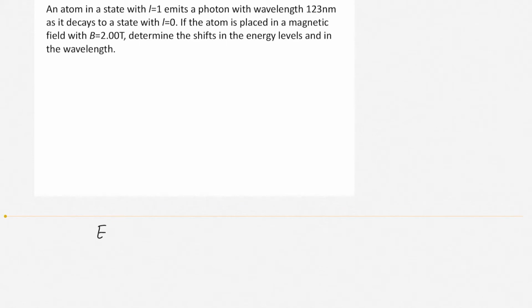The energy of the photons, E sub 0, can be calculated as h times frequency, where h is the Planck constant and f is the frequency. Using hc over the wavelength, 123 nanometers, you can substitute the Planck constant and the speed of light, and it becomes 10.1 electron volts.